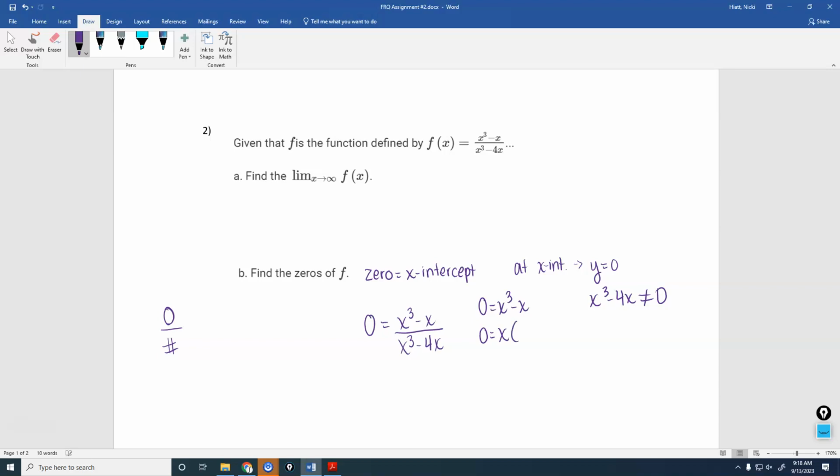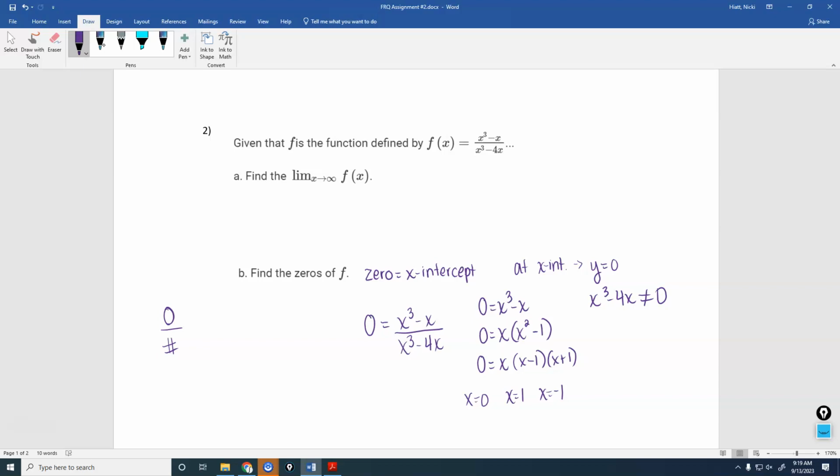factor out an x, because those both have x's, right? You're factoring x squared minus 1. And then you can either factor this one further, or you can set each one equal to 0. It really doesn't matter here. I'm going to go ahead and factor that and make it x minus 1, x plus 1. So you get x equals 0, x equals 1, and x equals negative 1.